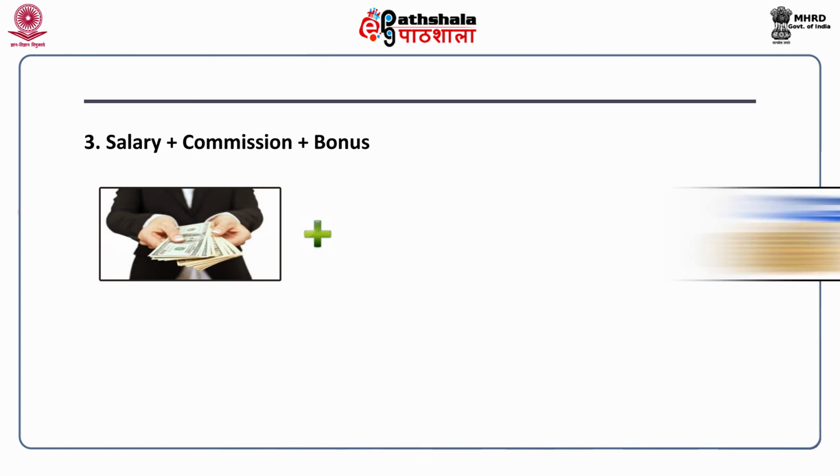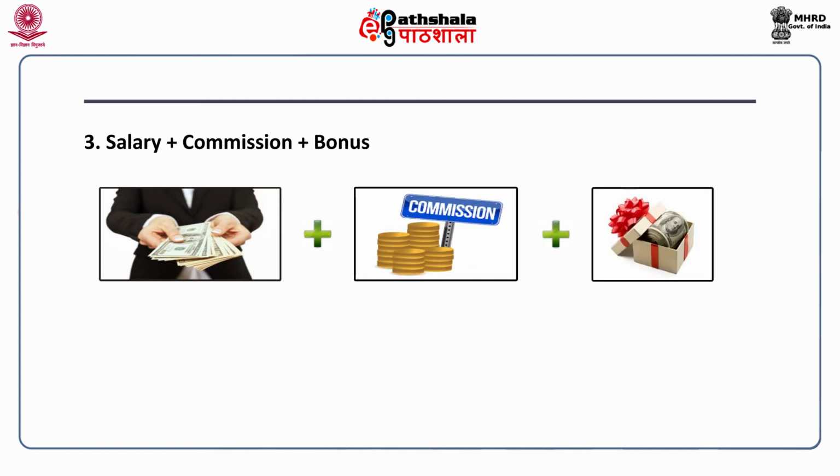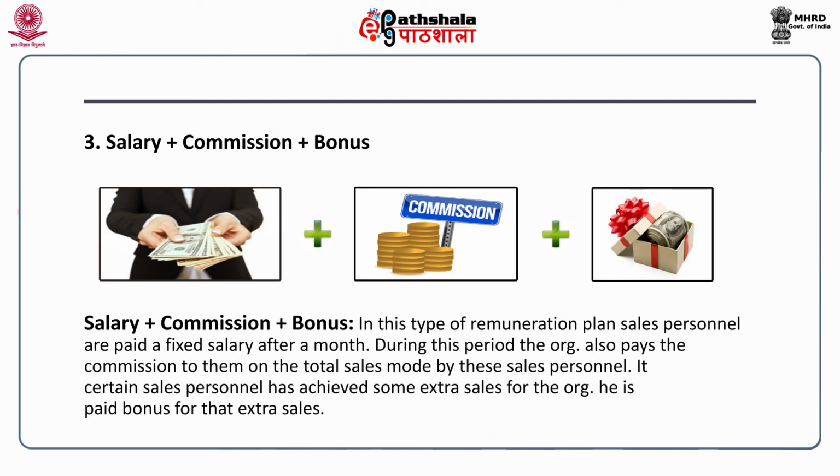Salary plus commission plus bonus. In this type of remuneration plan, sales personnel are paid a fixed salary after a month. During this period, the organization also pays the commission to them on the total sales made by these sales personnel. If certain sales personnel have achieved some extra sales for the organization, then he or she is paid bonus for those extra sales.